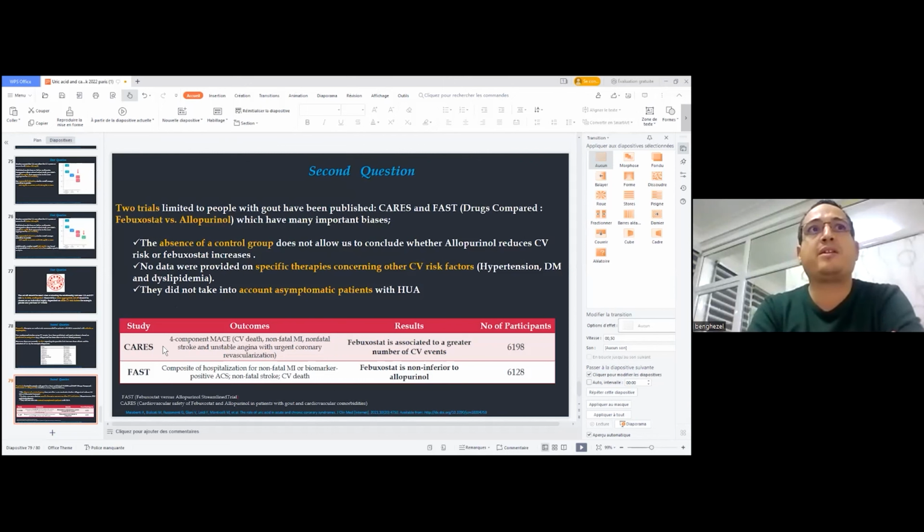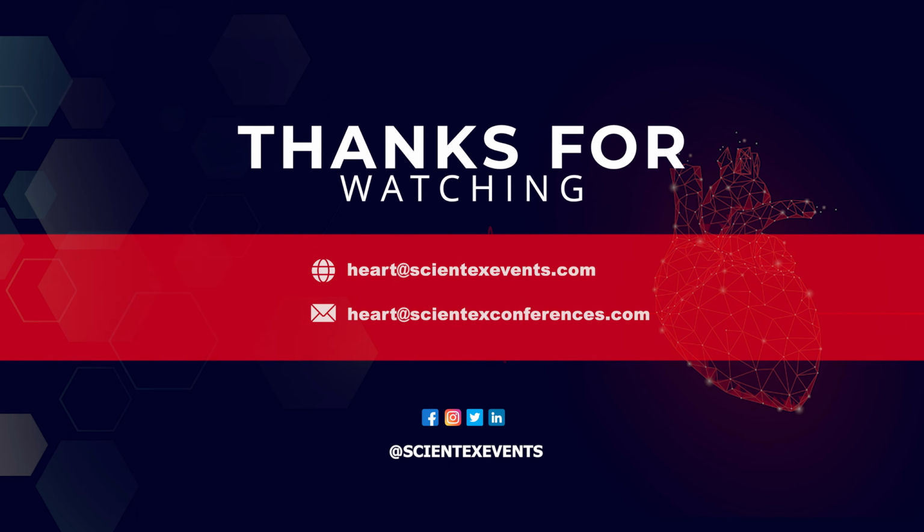Drugs compared, febuxostat and allopurinol, which have many important biases. For example, the absence of a control group. No data were provided on specific therapy concerning other cardiovascular risk factors, and they did not take into account asymptomatic patients with hyperuricemia. And thank you for your attention.